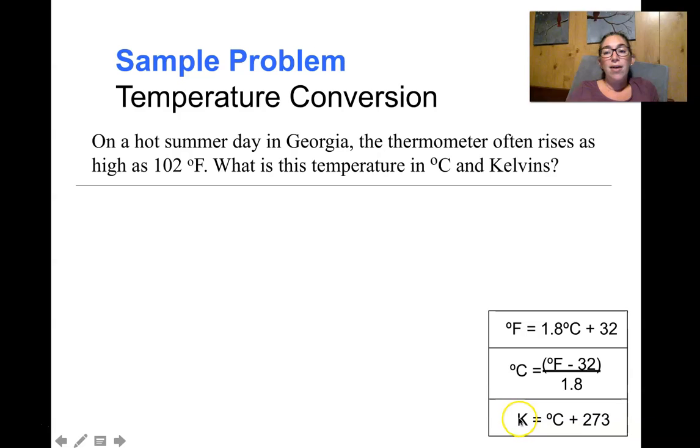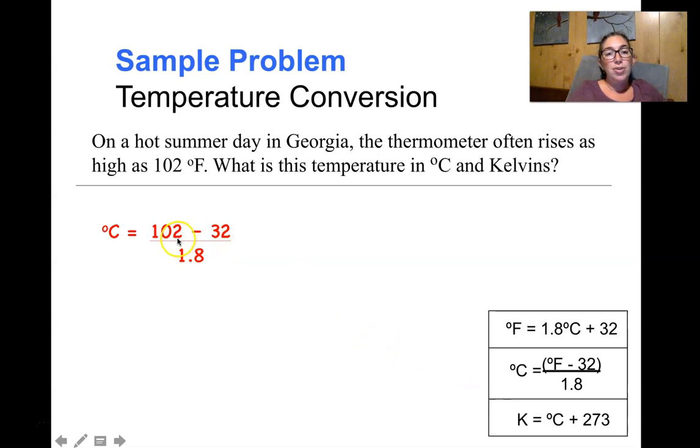And we can figure out Kelvin if we know Celsius. There's no way to go from Fahrenheit to Kelvin. So we're going to need to figure out Celsius first. So we're going to use this second equation. Degrees Celsius equals Fahrenheit minus 32 divided by 1.8.